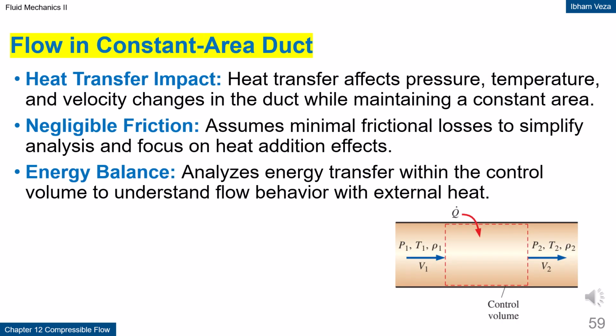Flow in constant area duct. Changes in flow properties are mainly caused by heat transfer. Friction is often neglected to focus the analysis on heat effects. The energy balance is used to relate inlet and exit conditions. Even though the area is constant, pressure, temperature, and velocity can still change. This model forms the basis of Rayleigh flow analysis.